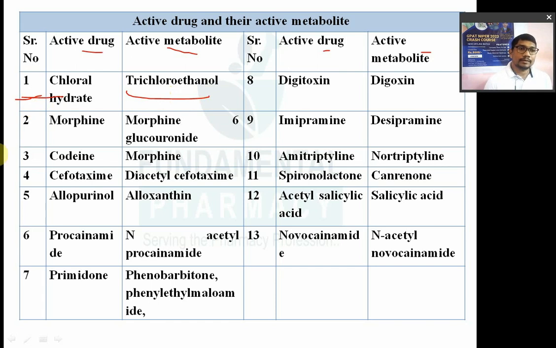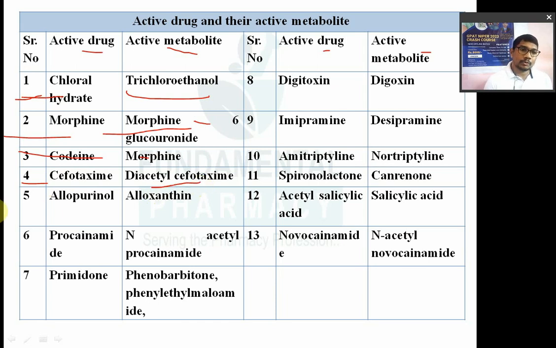Then next, morphine. Morphine is converted into morphine 6-glucuronide. So the active metabolite of morphine is nothing but morphine 6-glucuronide. Codeine is converted into morphine, we are seeing that. Cefotaxime is nothing but a cephalosporin derivative. It is a third generation cephalosporin derivative. It is converted into the active metabolite diacetyl cefotaxime.